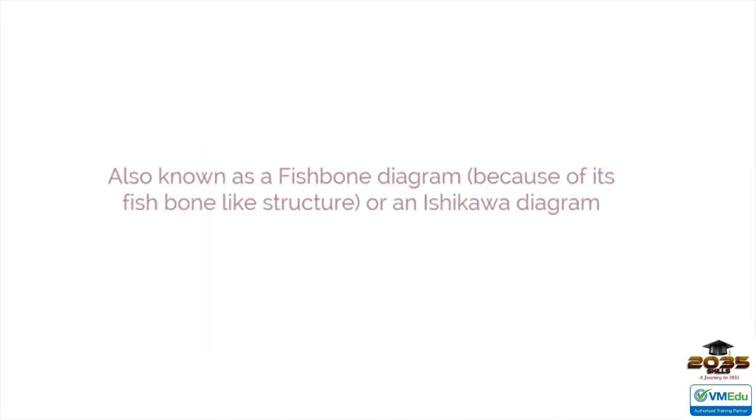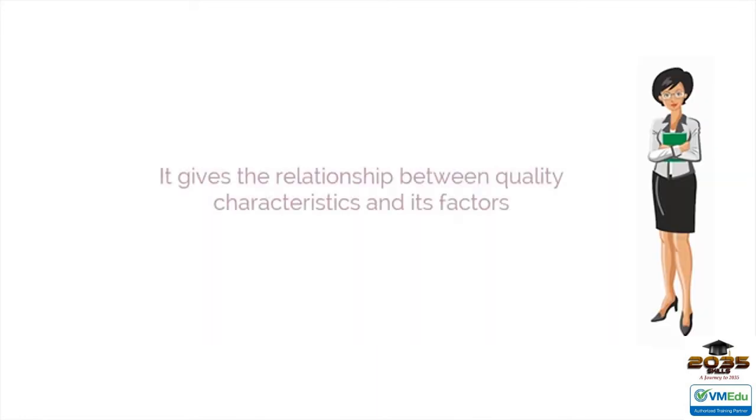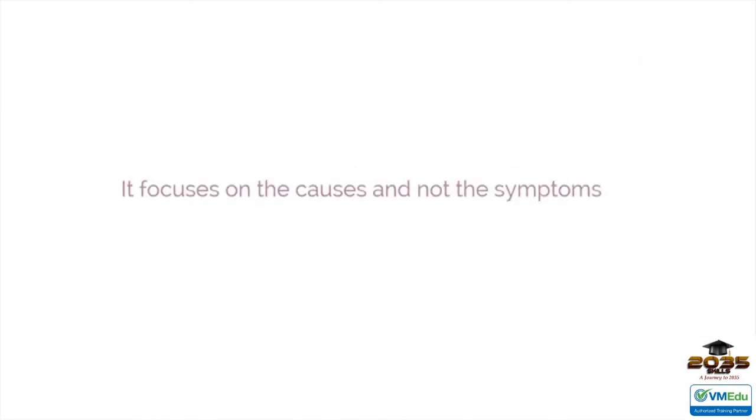This diagram is also known as a fishbone diagram because of its fishbone-like structure, and the Ishikawa diagram. It gives the relationship between quality characteristics and its factors. It focuses on the causes and not the symptoms.